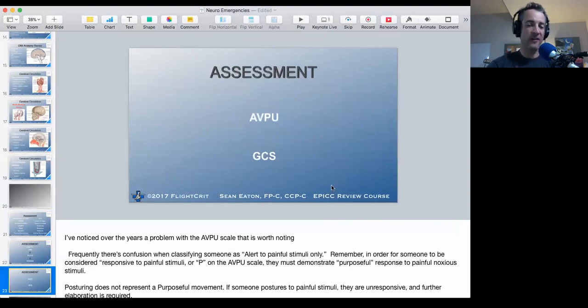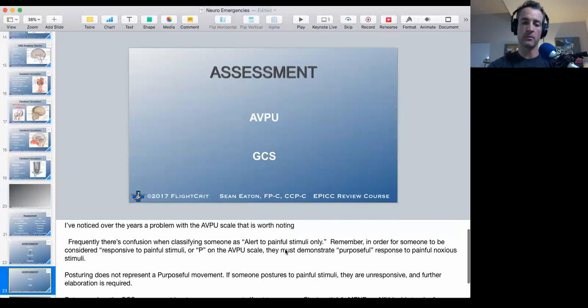Okay, so your AVPU and your GCS, right? Just remember to review those, especially your GCS. Make sure you're able to calculate an accurate GCS. That does show up on the exam from time to time. There's something that I wanted to touch on, and I'm going to take this opportunity to do that. Over the past several years, I've noticed students or other EMTs talk about the AVPU scale, and there's a confusion about classifying somebody as responsive to painful stimuli only.